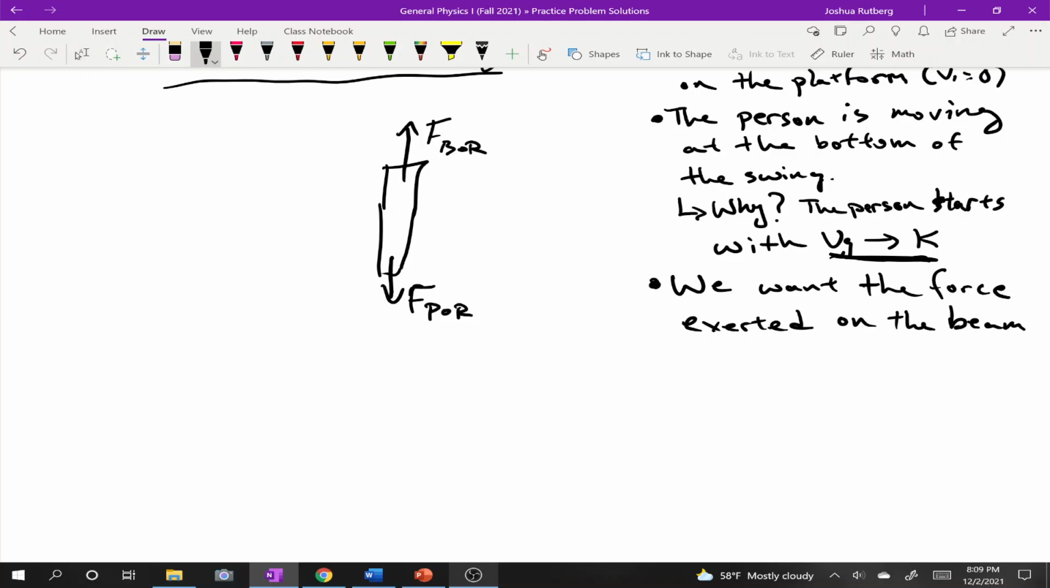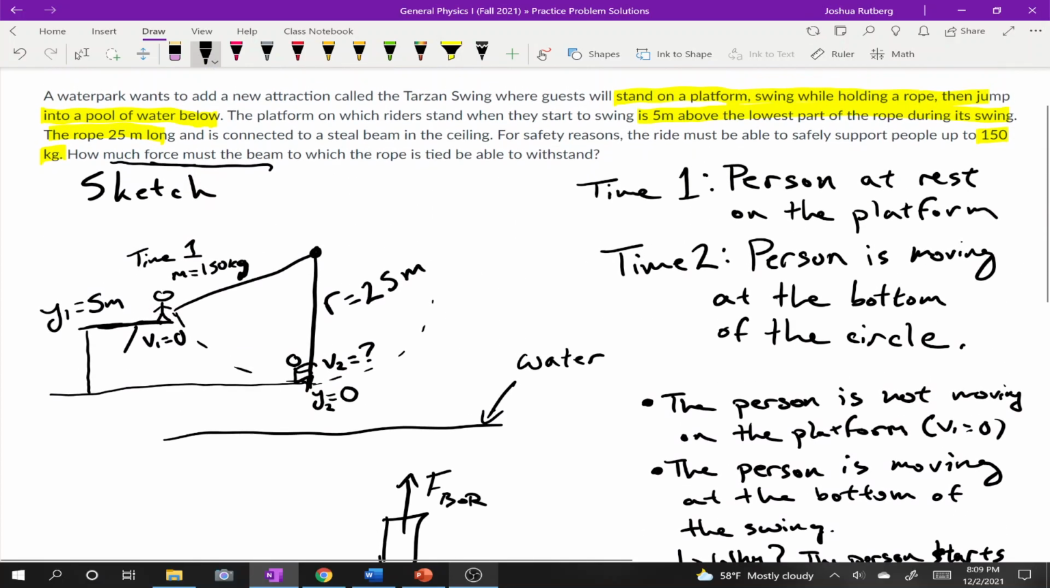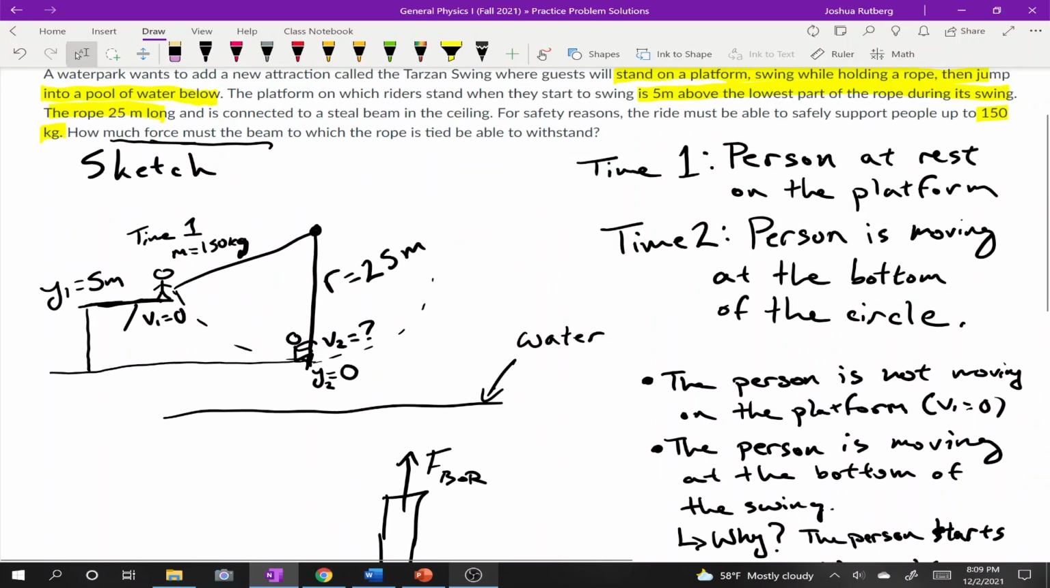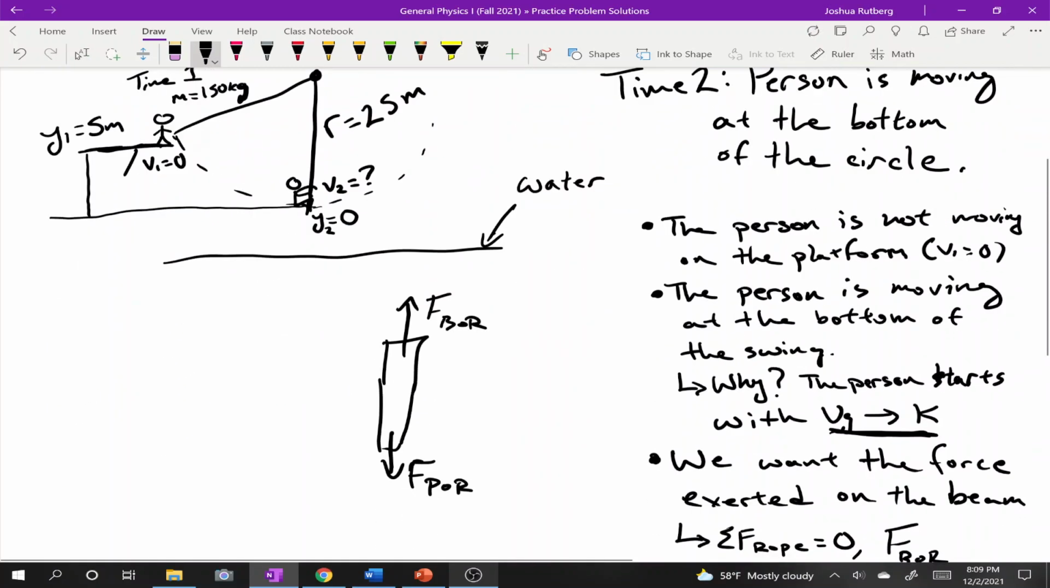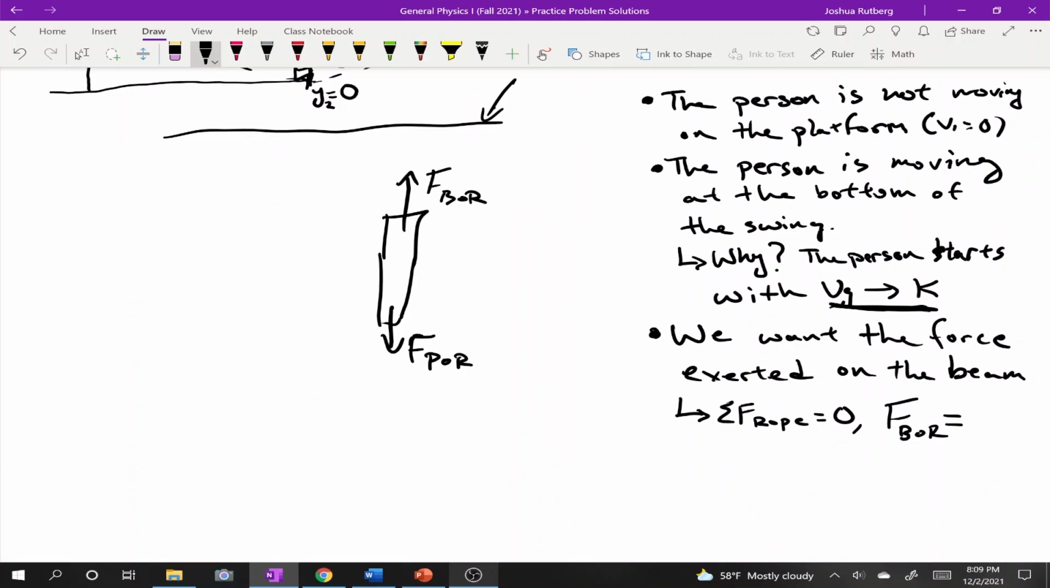So the sum of the forces on the rope is 0, and therefore the force the beam exerts on the rope, which is ultimately what we want to know, because by Newton's third law, the force the beam exerts on the rope is equal to the force the rope exerts on the beam. That's going to be equal to the force the person exerts on the rope, which also by Newton's third law is equal to the force the rope exerts on the person.